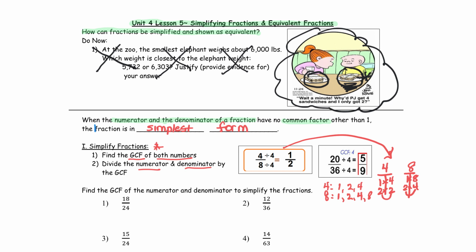The greatest factor of both, so in other words, in these two lists, the greatest common factor is 4. So we would divide by 4 over 4, and then our final answer is 1/2. If we look at the second example here, you would see 20 over 36. Again, if you made your T-charts, the simplest form representation would be 5/9.